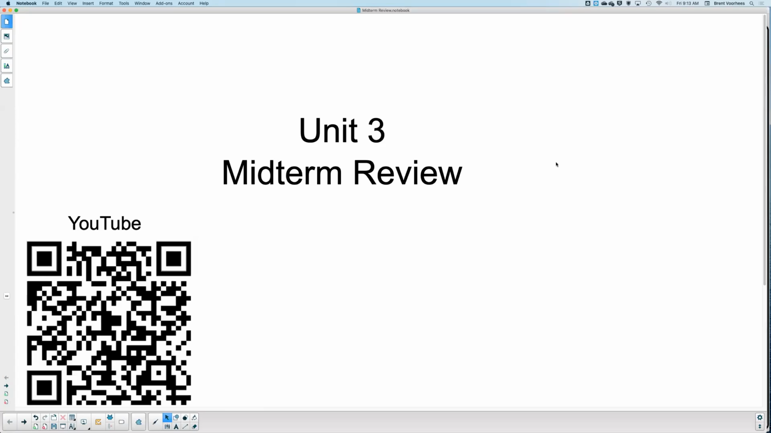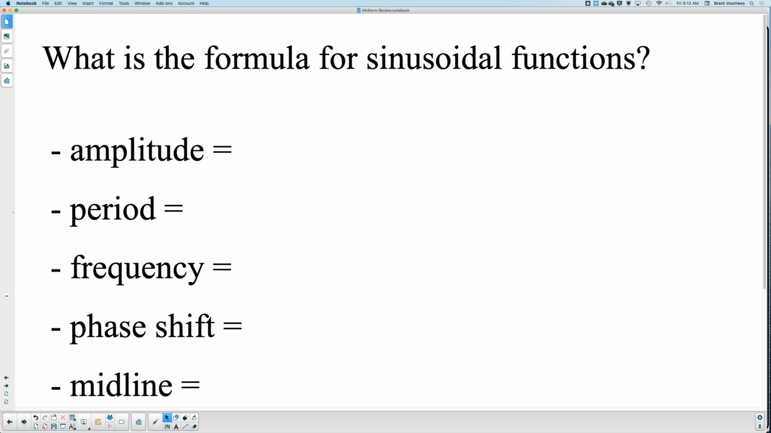All right, so unit 3 review. The first thing I want to start off with is the most important piece that you're aware of. What would be our formula for any sinusoidal function? If I said that, what comes to your mind? Sine. Okay, that sine function is just sine, but what would be the sinusoidal function formula?